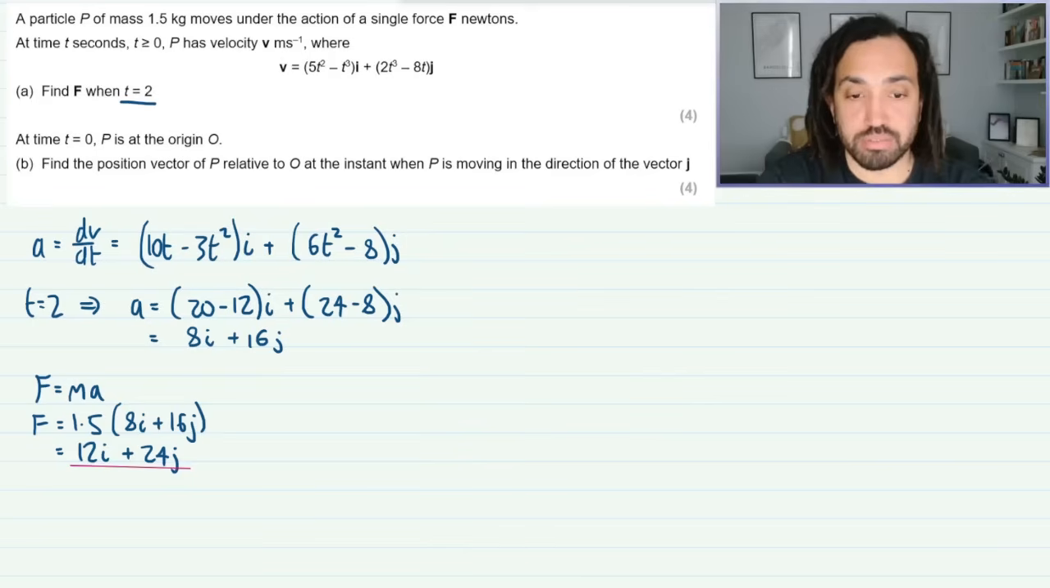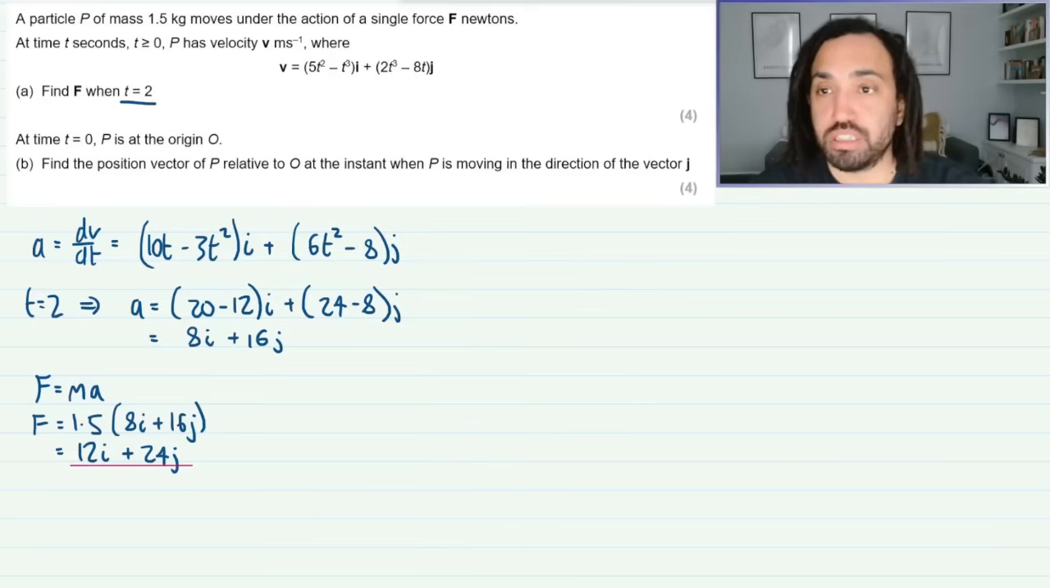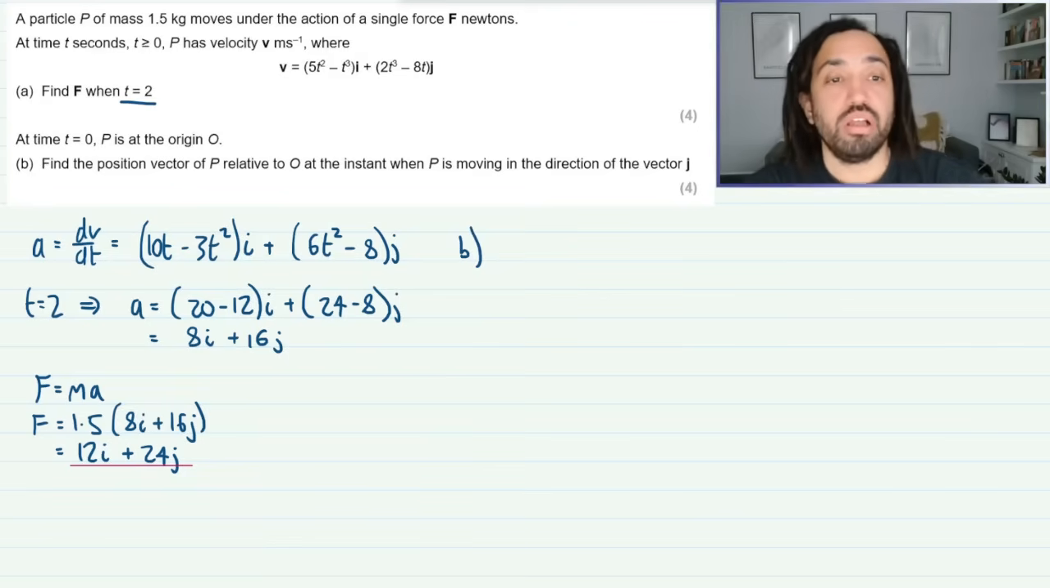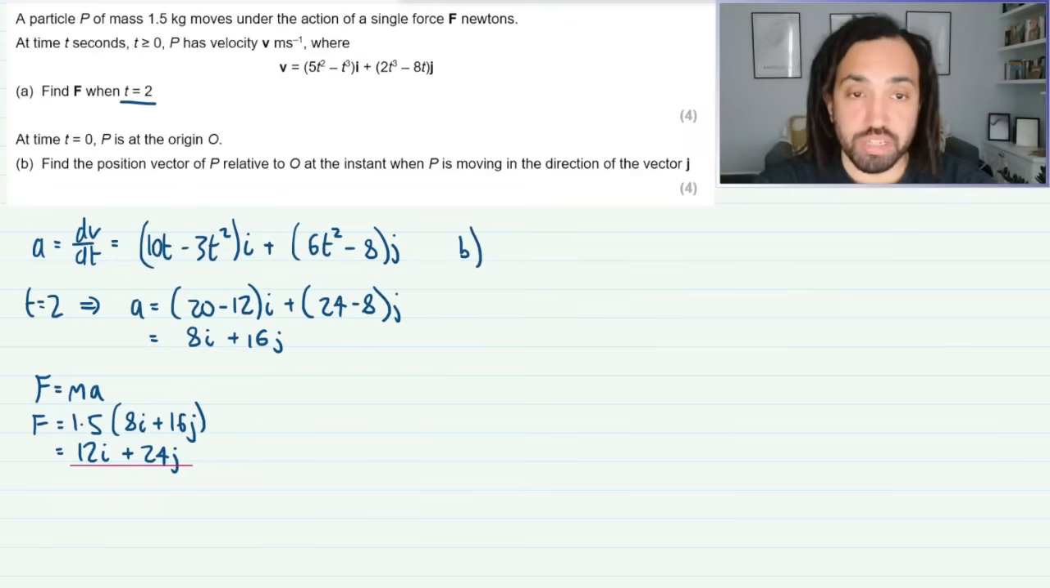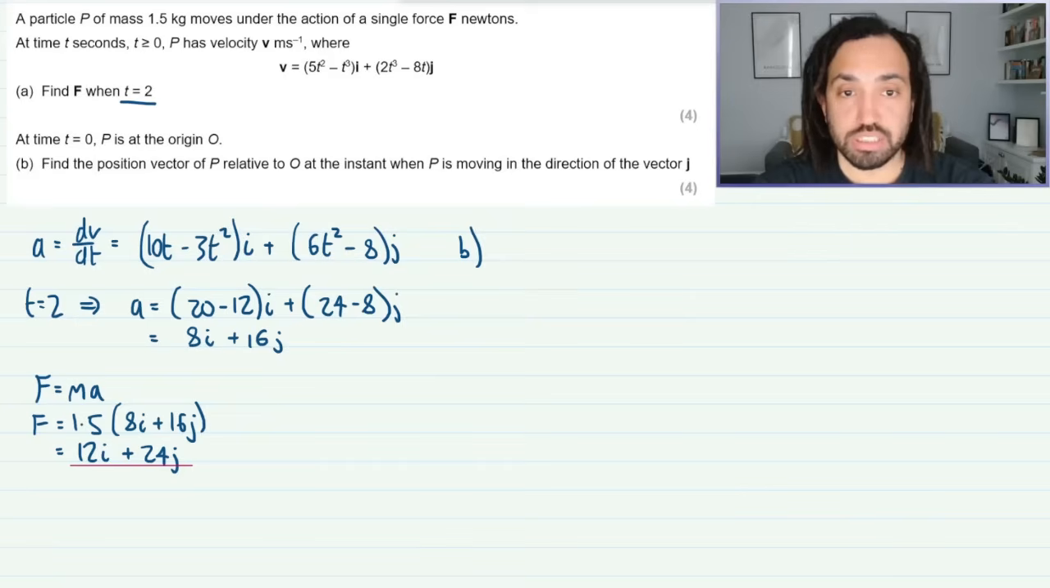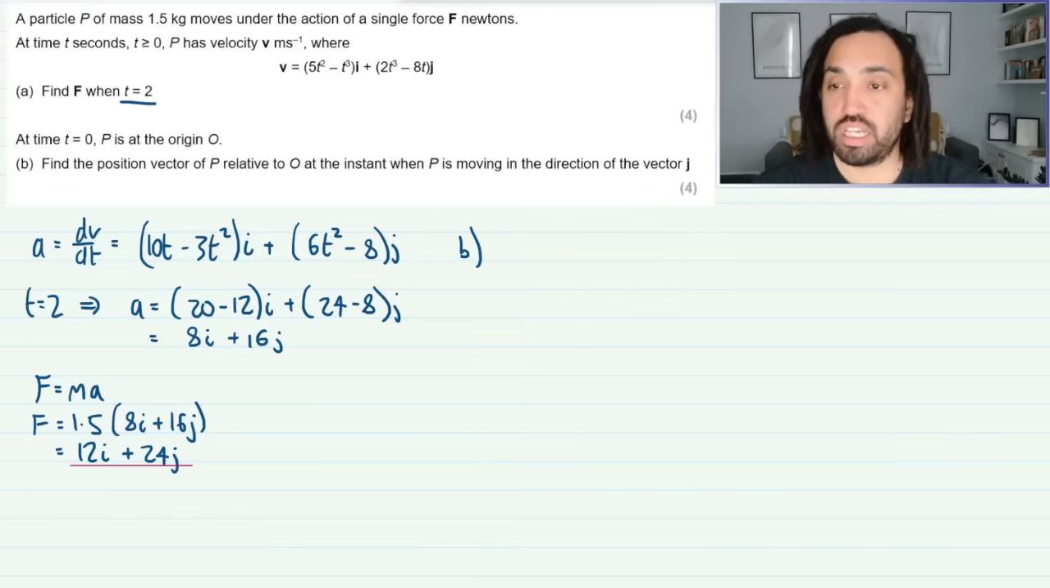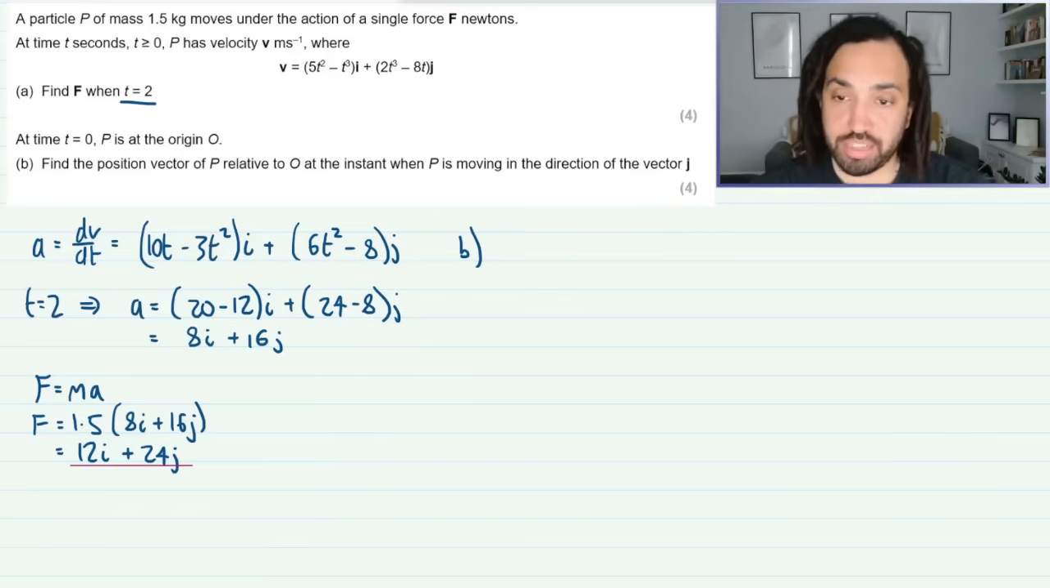Okay, perfect. That's that part done. Let's now look over at part B. At time t equals 0, p is at the origin. Find the position vector of p relative to the origin at the instant when p is moving in the direction of the vector j. So that means it's either going directly up or directly down.